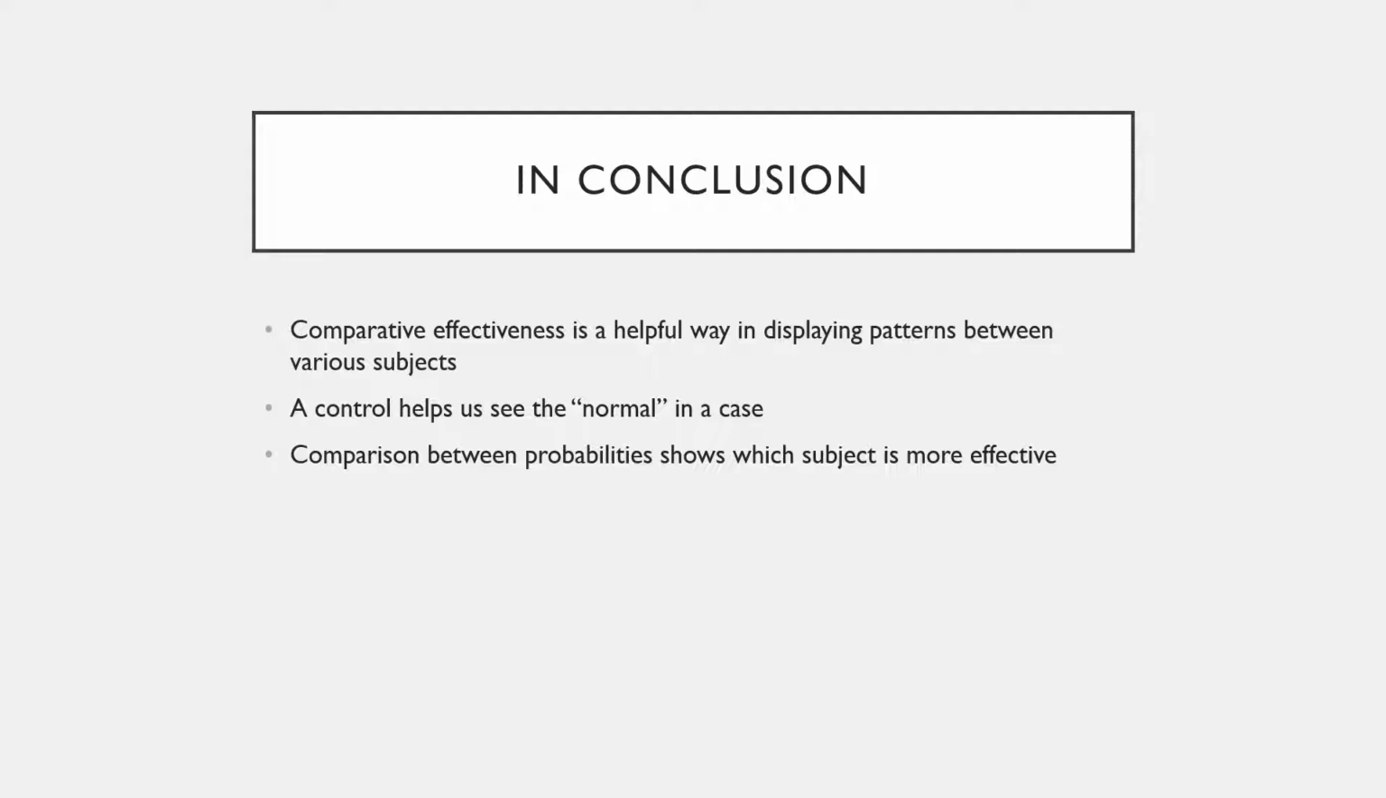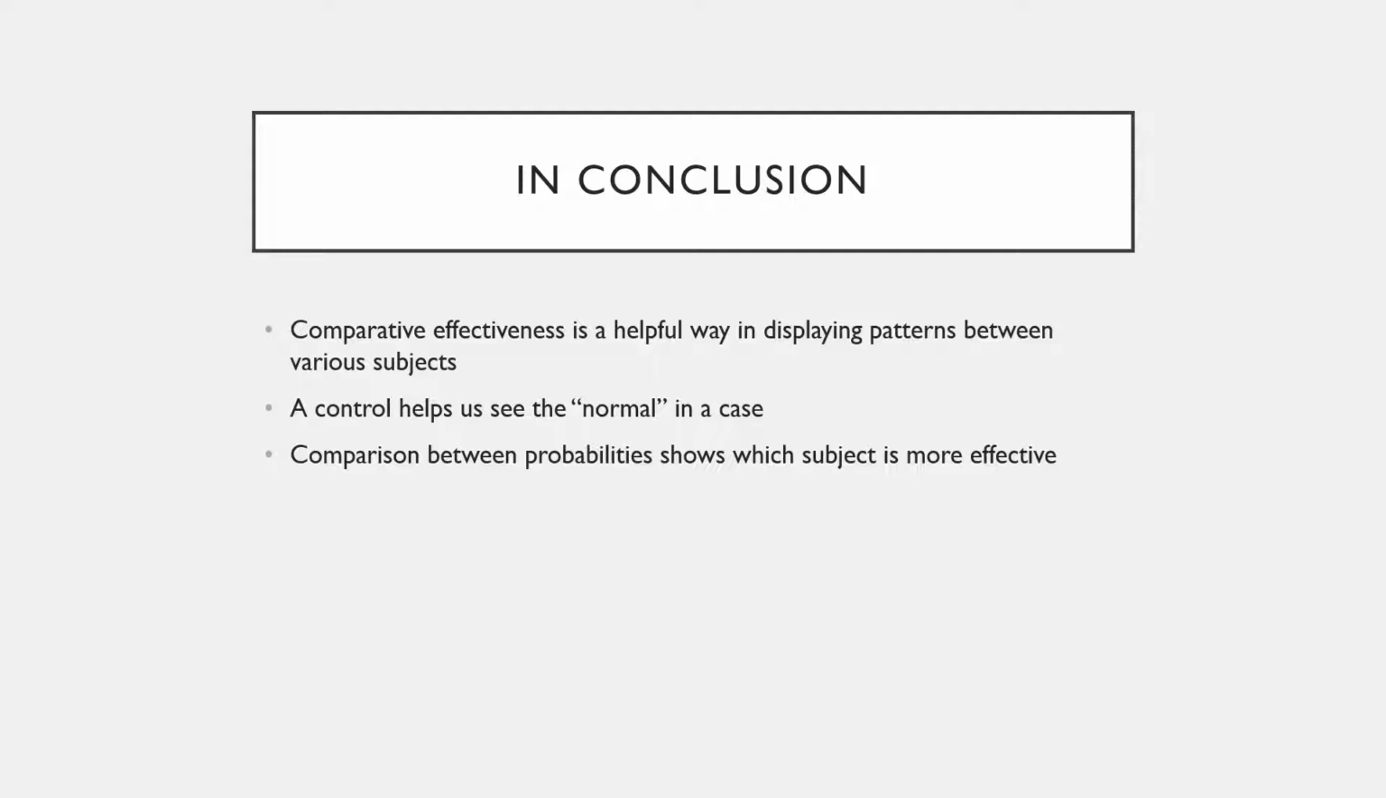Lastly, we will discuss the importance of comparative effectiveness. Comparative effectiveness is a very helpful way of displaying patterns between various subjects, and a control in comparative effectiveness helps us see the normal in a case. For example, in question 1, we saw the pattern of the percentages falling by creating the Kaplan-Meier plot, and the controls were one of the aspects of the plot, which we found through calculations.